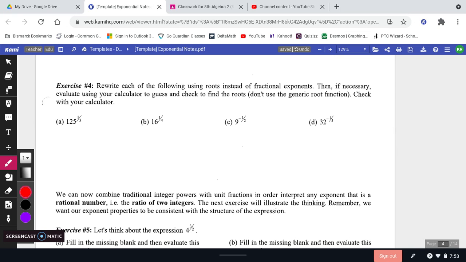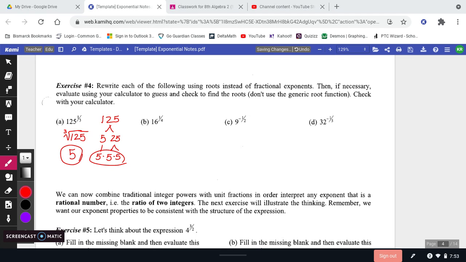Okay, so we can rewrite these using a root. So 125 to the 1/3. So this would be the cube root of 125. Okay, now we can use a factor tree if you wanted to check this. So 5 times 25, this 25 is 5 times 5. Okay, so you can see cube root of 125 is going to be 5.